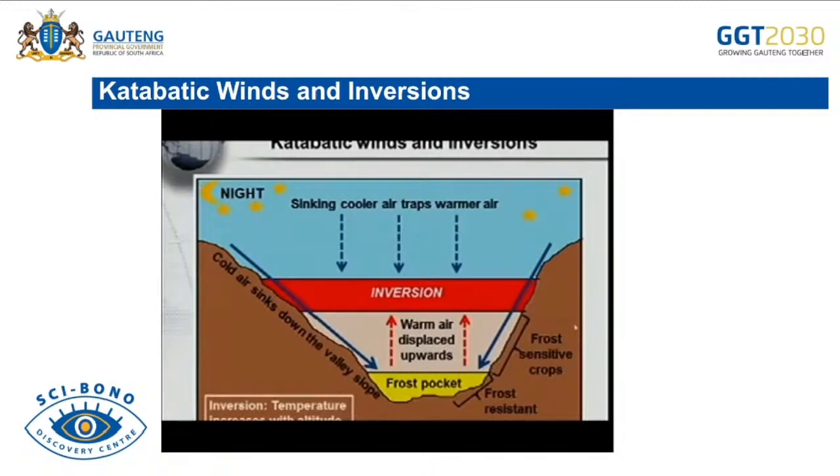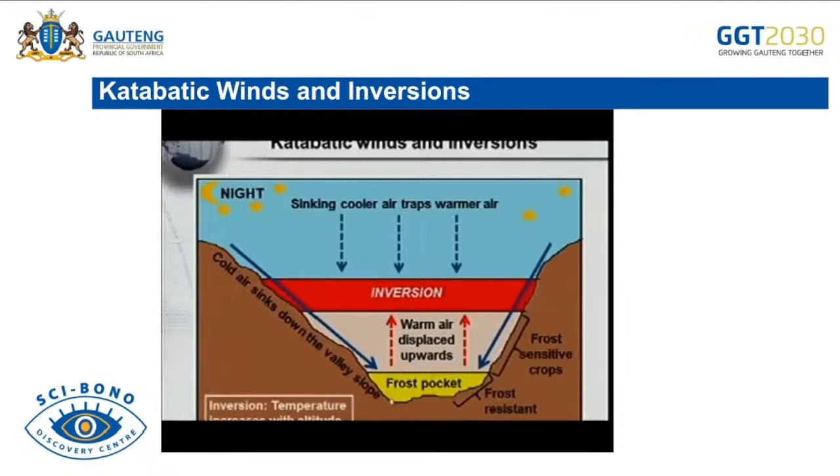What is an inversion? An inversion is when the temperature increases with altitude. Let's just put it to you bluntly: the higher you go, the warmer it will get. Okay? So this means that here I'm going to get warm air instead of cold air, because the cold air forced the warm air out. Because it's so cold here at the bottom, I'm going to get a frost pocket there.